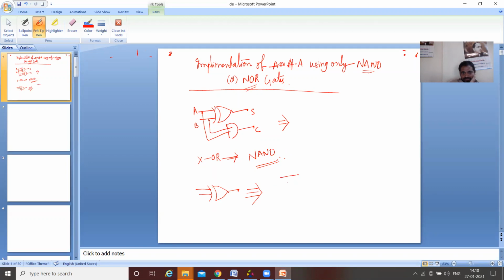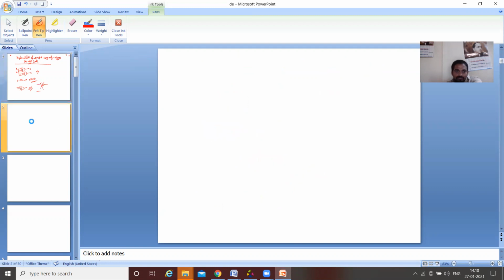Now, we'll draw this here. Next, I'll draw the slide. Here, this is A and B. Draw the circuit diagram.